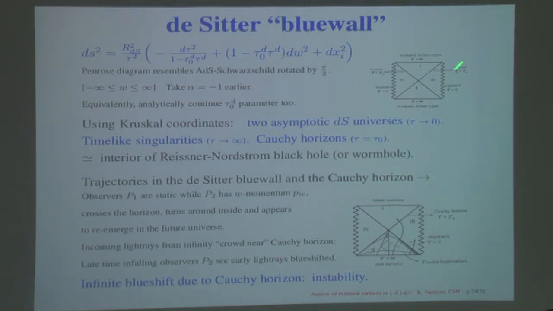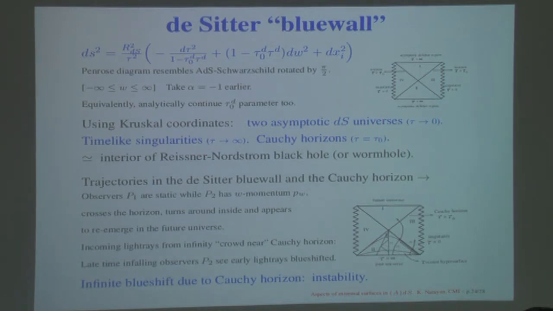The reason these things are Cauchy horizons, if you're not familiar with that, is that there is stuff in these regions which can never be obtained by time development of any Cauchy data on this past time-like infinity slice. So these things are Cauchy horizons. They are boundaries for the Cauchy data here.